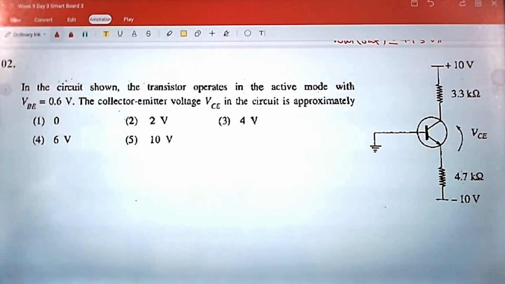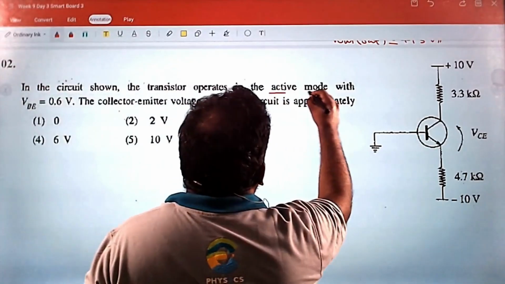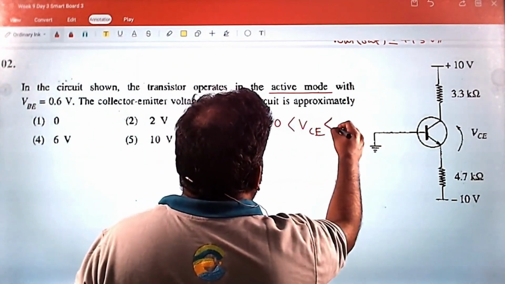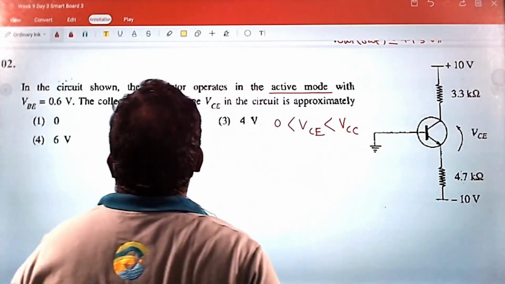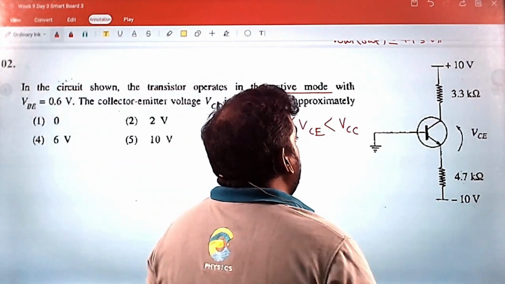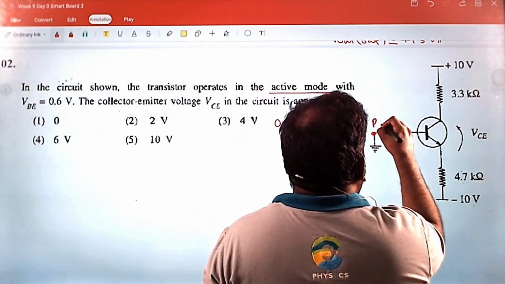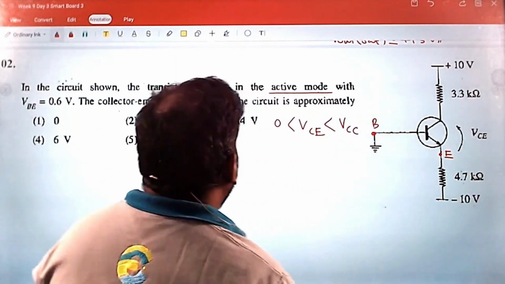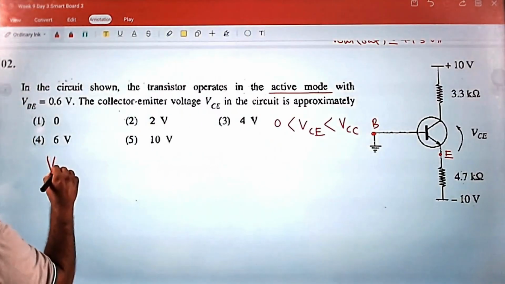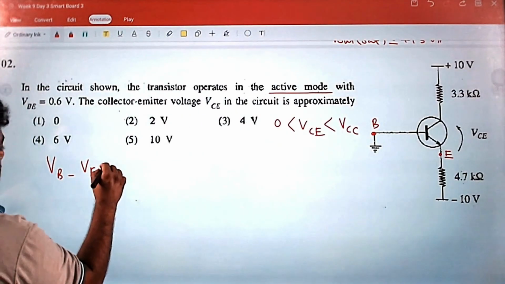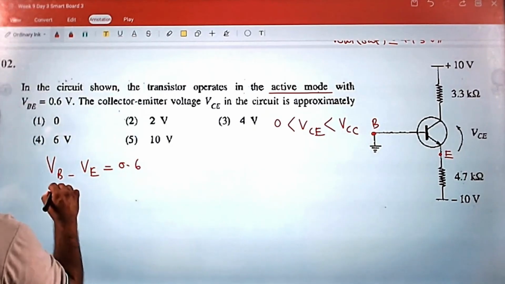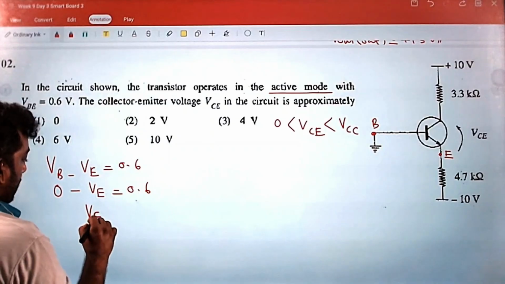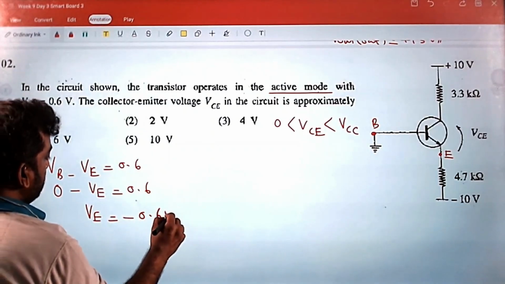Have a look. Active mode: Vc is greater than 0, less than Vcc. Here base emitter is given 0.6. So here you can say Vb minus Ve is 0.6. Vb is 0, so Ve is equal to minus 0.6.